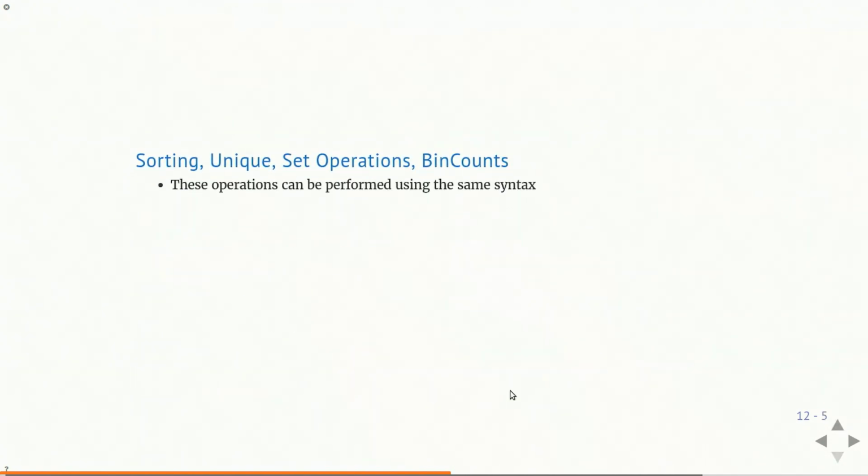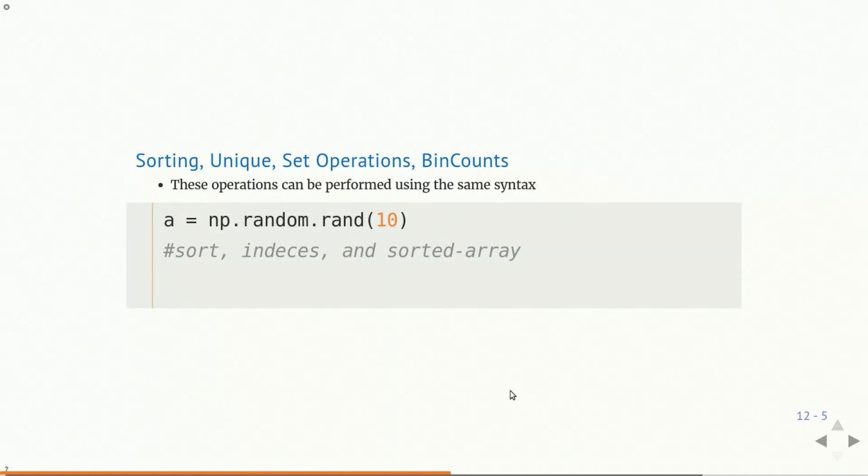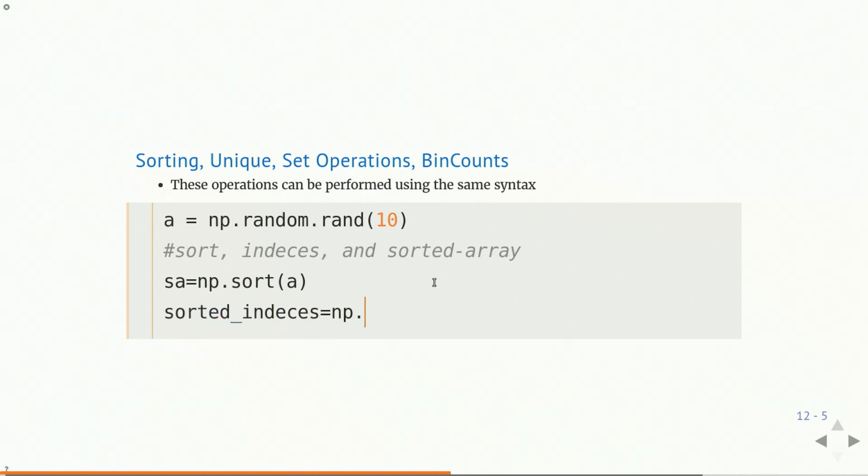Other operations such as sorting the arrays, finding a set of unique elements, or set operations can be done using similar syntax. Let's see an example of sorting. Let's first sort an array and then find the sorting indices and use those indices to sort the array. For sorting, I am just going to use np.sort of a. So sorted a is equal to this. Similarly, I can use an argsort version for finding the indices of sorted elements. So sorted indices is equal to np.argsort of a. Here I can also provide the axis as an extra argument, as we have seen in the case of the sum function.